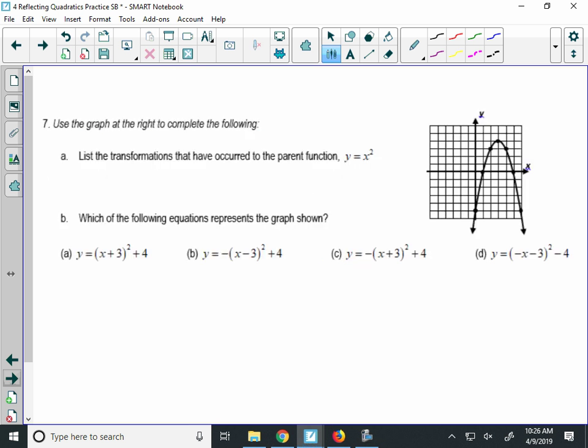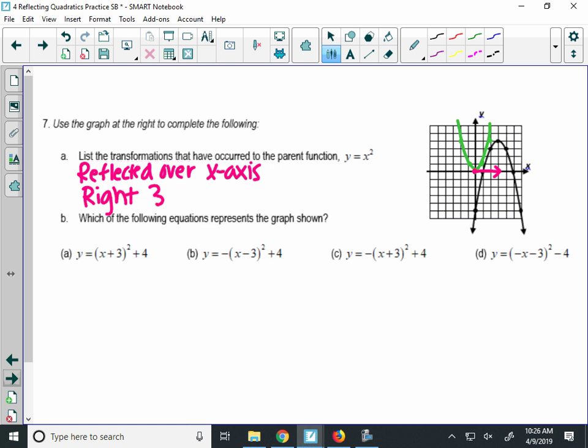Alright, the next one, number 7, we'll do A and B here for 7. List the transformations that occurred. Now, you need to still know the parent function. Remember, the parent function starts at the origin, out 1, up 1, out 2, up 4. So you need to know the shape of this parent function in order to figure out what transformations happened. Now, let's figure out. The graph is upside down. So we know that it reflected over the x-axis.